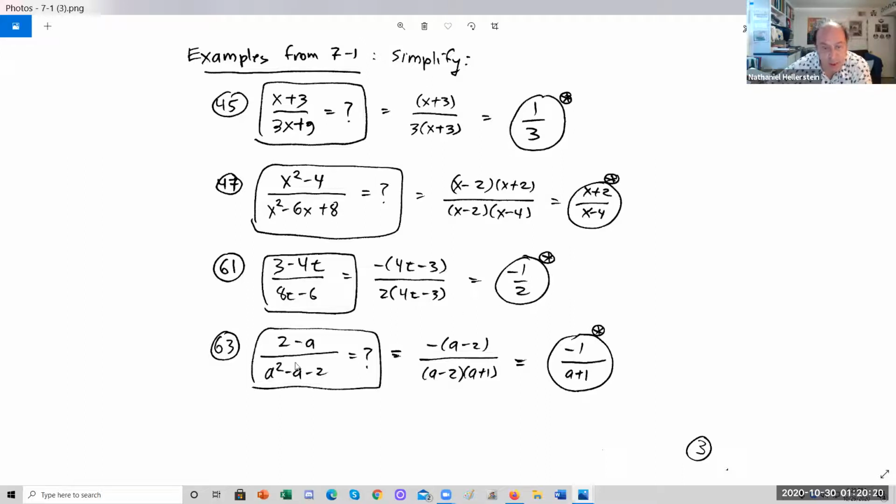2 minus a over a squared minus a minus 2. The denominator factors into a minus 2 times a plus 1. The a minus 2 is the opposite of 2 minus a, so we write it that way: minus a plus 2, all over a minus 2, a plus 1. The a minus 2's cancel, leaving a negative 1 over a plus 1.